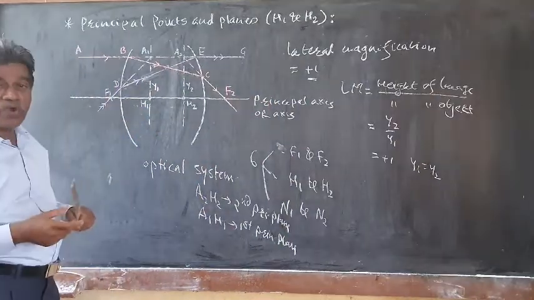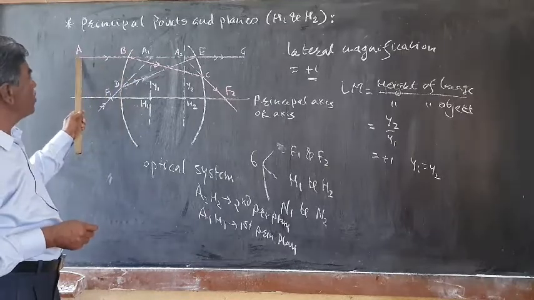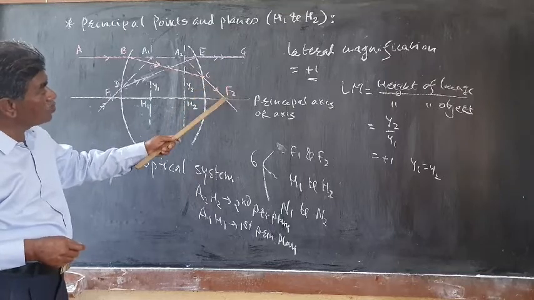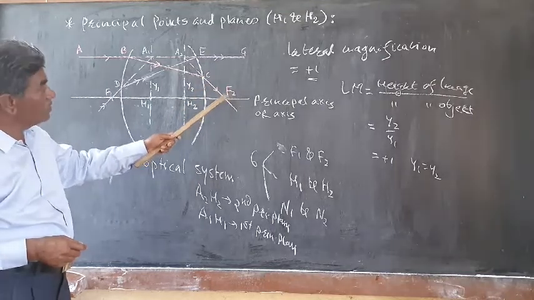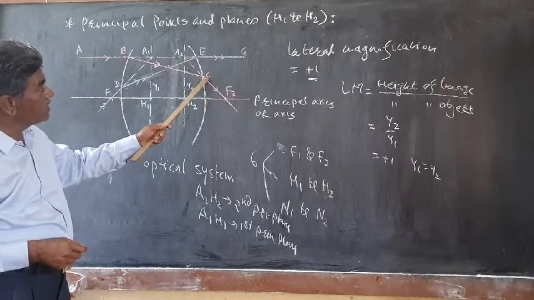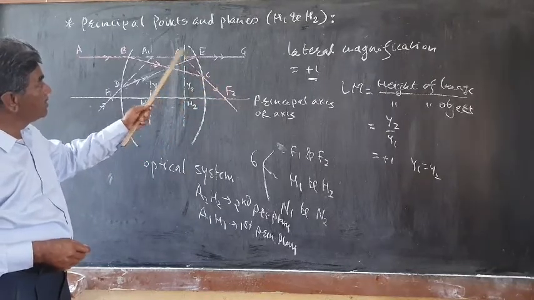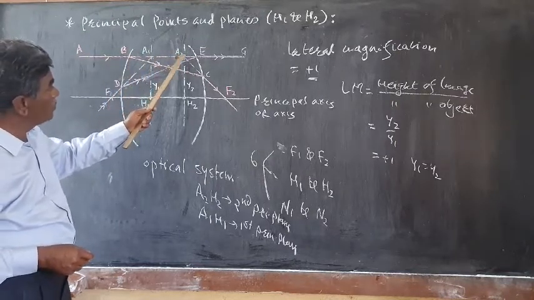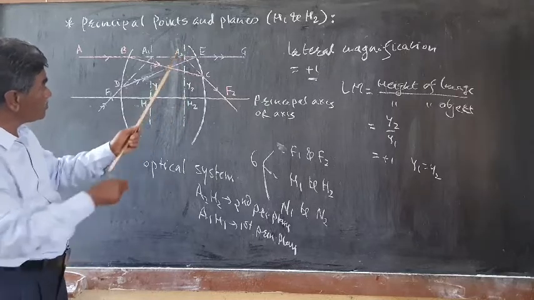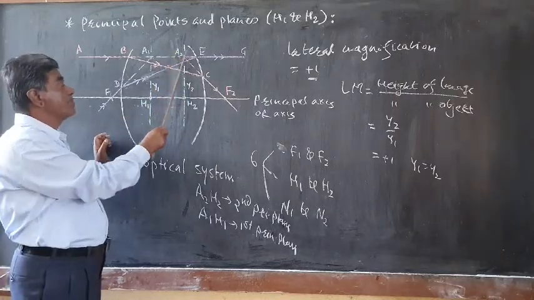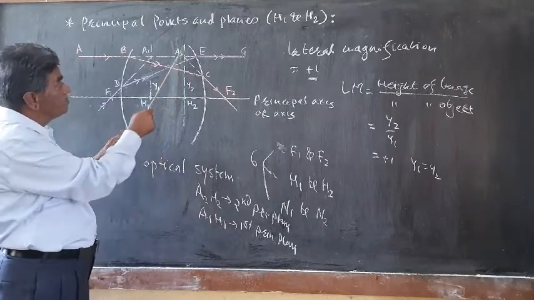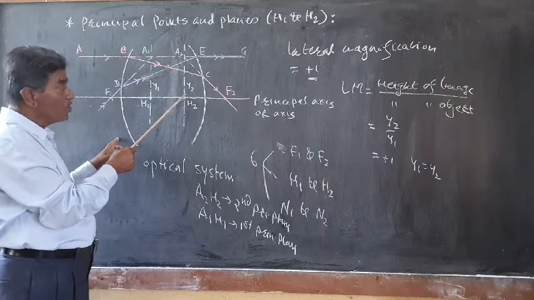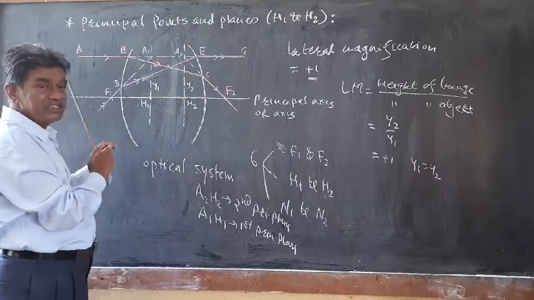So how can the principal points be located? Consider the ray of light EB parallel to the axis. After refraction it passes through the second focal point F2 of the optical system. When this emergent ray CF2 is produced back and its incident ray EB is produced back, they meet at E2. The perpendicular plane passing through E2 and perpendicular to the axis is called the second principal plane, and its point of intersection S2 gives the position of the second principal point.